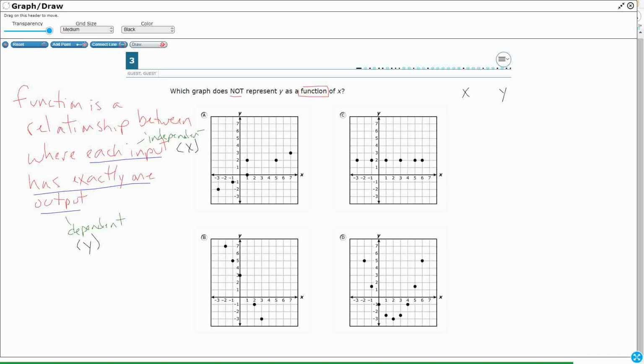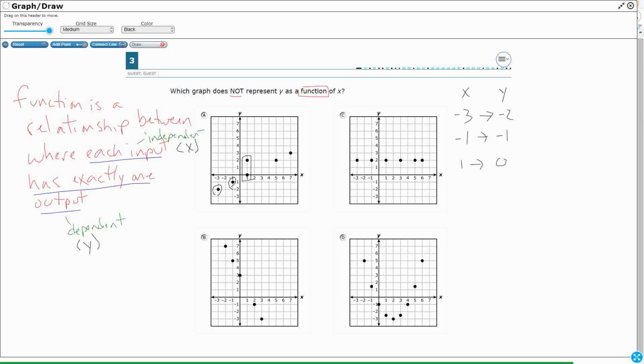So look at my x's here. I've got a -3 maps to a -2y. So I'm looking at this one right here. A -1 maps to a -1 right here. I've got a 1 mapping to a 0. But take a look at this. See that right there? That's a problem.